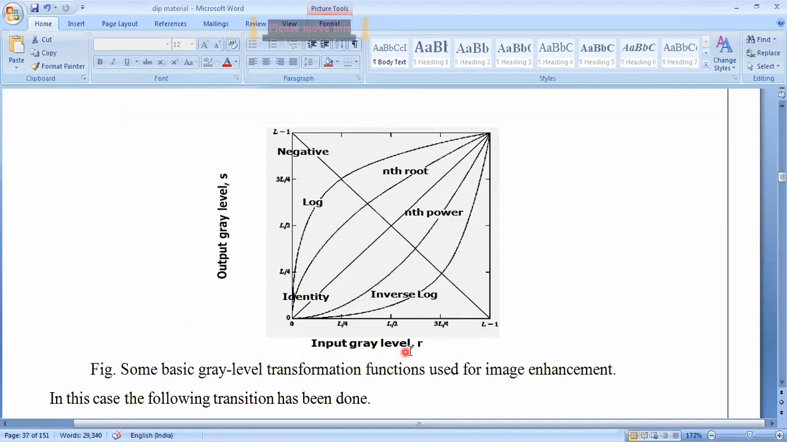R indicates your input gray levels, and S indicates output gray levels. In the x-axis we represent input gray level values, and in the y-axis we represent output gray level values. The total range is split into 4 parts. Now, for our understanding purpose, suppose L is equal to 16. So what is L minus 1?